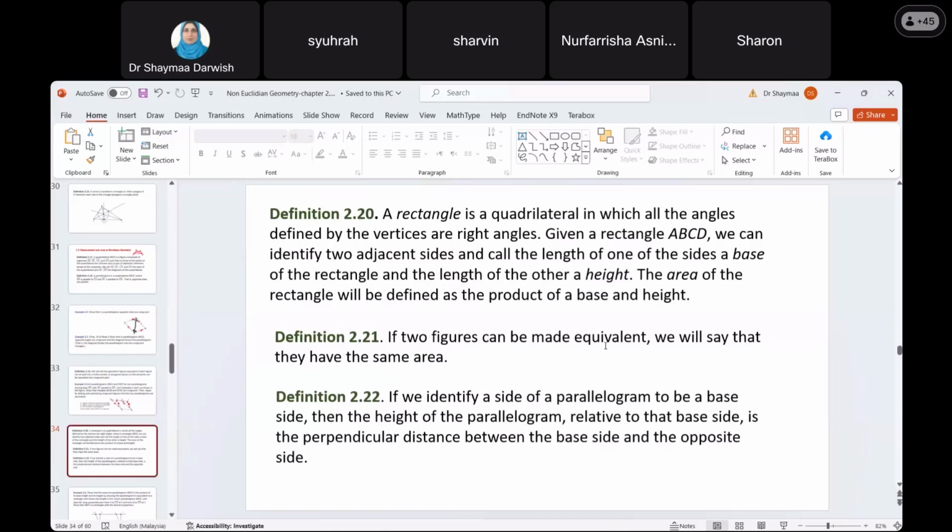If two figures can be made equivalent, we will say that they have the same area. Equivalent figures have the same area, not necessarily the same shape, but they have the same area.